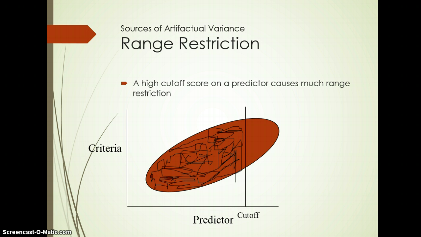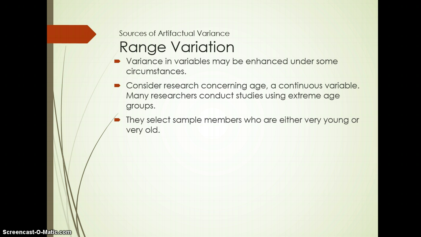If we were to imagine our perfect university example, where the university is taking only people with fantastic SAT scores, then we might have, of course, a higher cutoff for the SAT test. Or in the case of selecting an applicant for a job, if we take only people that have fantastic scores in their interview, we'd have a much larger amount of range restriction. Okay, so variance in variables may also be enhanced under some circumstances. This is, I would say, a little bit less common.